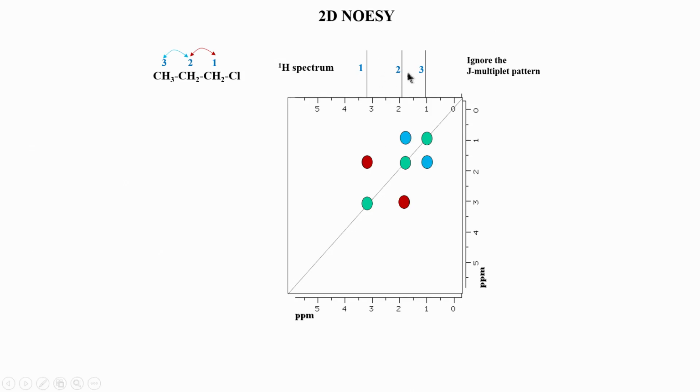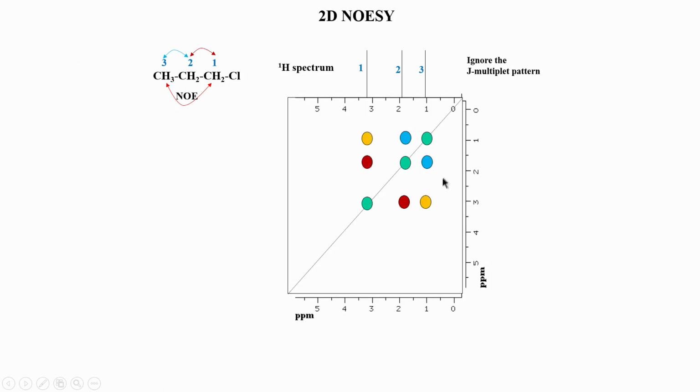If you look between 2 and 3, again 2 and 3 are definitely close to each other. So, you will get a cross peak between 2 and 3, similar to between 1 and 2. Now, between 1 and 3, as I said, they are also very close, because this is not very far away, it is less than 5 to 6 angstrom. So, therefore, magnetization of 1 is also transferred to 3 by the NOE effect, and therefore, between 1 and 3 again you will see a cross peak. So, this looks like a TOCSY pattern.